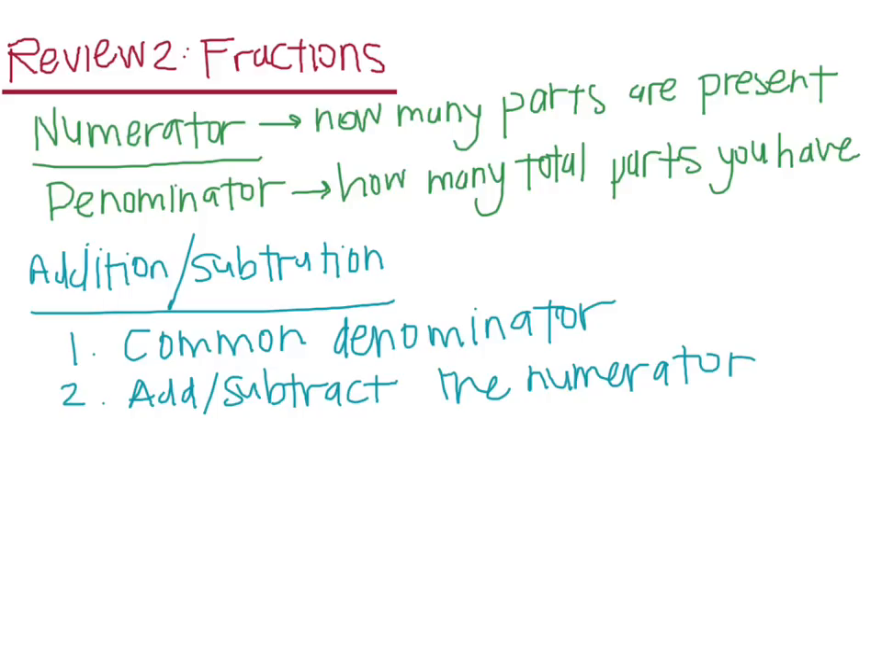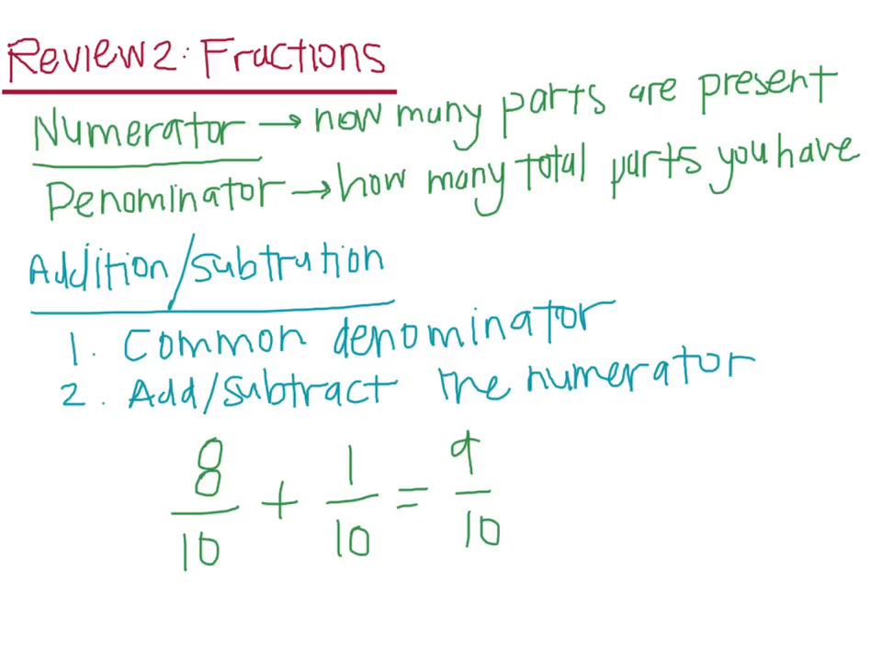So let's look at an example of something. This one will be pretty straightforward. So let's say I have 8/10, and I'm adding 1/10. This should be a review from a long time ago for you. Since we have a common denominator, both of them have a 10 in the denominator, we can just add the 8 and 1 straight across the numerator, so we end up with 9/10.